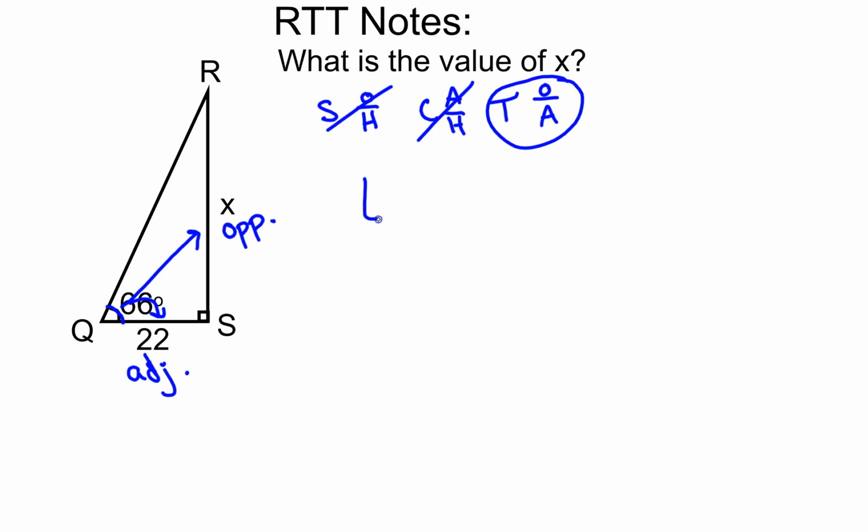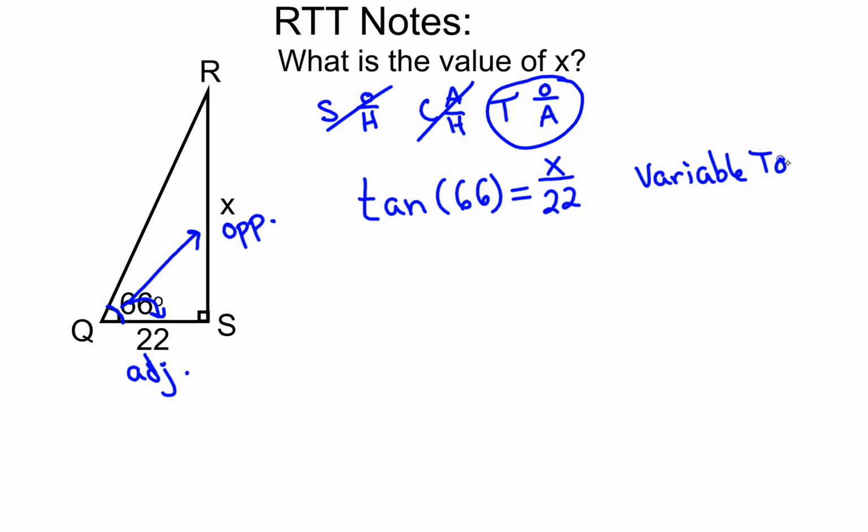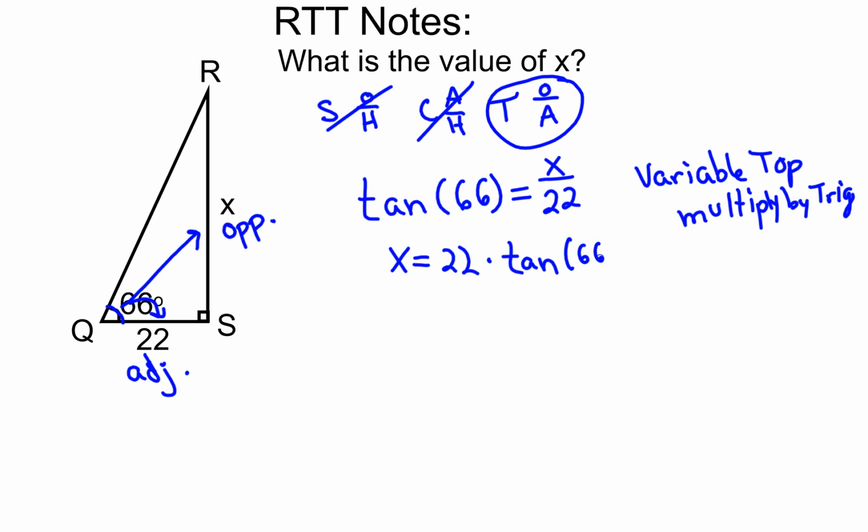Now we just write our equation. The tangent of the angle, 66, is equal to the opposite side, in this case x, over the adjacent side, 22. Now from here, we just have to solve the equation. Remember your rule, variable is on the top. We're going to multiply by the trig. So we get x is equal to 22 times our trig function, the tangent of 66.